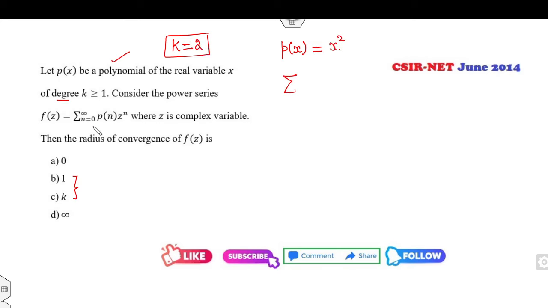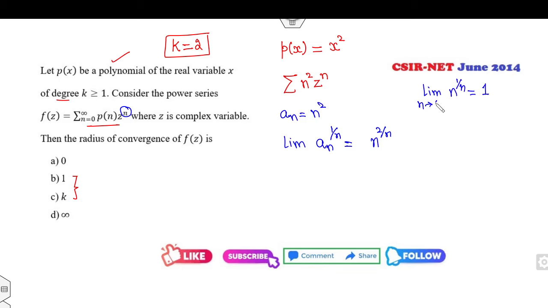Now your polynomial series will be n squared times z raised to power n. Can you find this a_n? a_n is n squared. So what is the limit of a_n to the power 1 over n? It will be n raised to power 2 over n. As I told you, the limit of n to the power 1 over n is always 1 as n approaches infinity. So this is 1. Therefore the radius of convergence is 1 over the limit, that is 1. Again you can see 1 is the right answer of this problem.